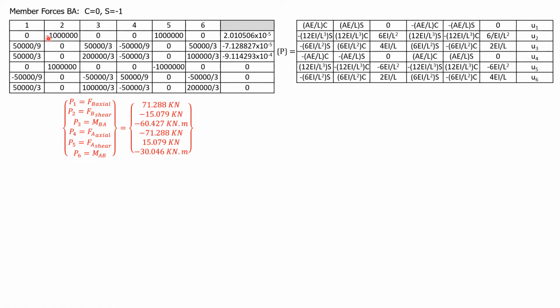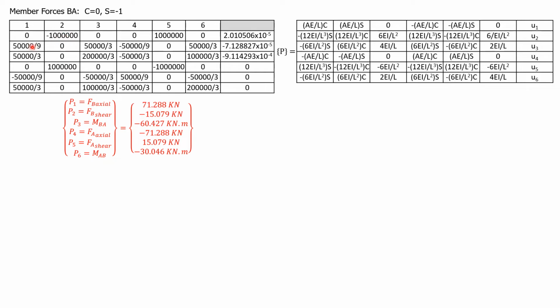These are the results after we multiply negative 1 million times negative 7.128827 times 10 to the negative 5. That's the only value. You get 71.88. This is negative 1 million times U2, negative 7.128827 times 10 to the negative 5. The rest will be 0.